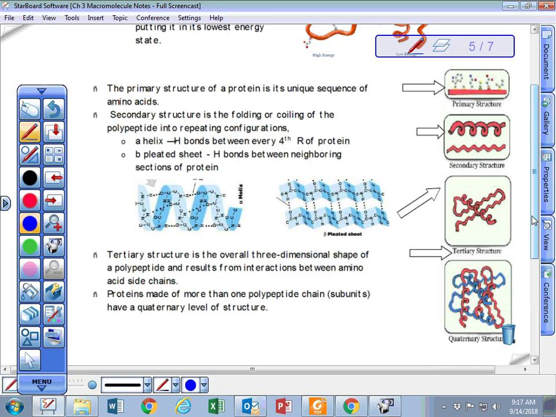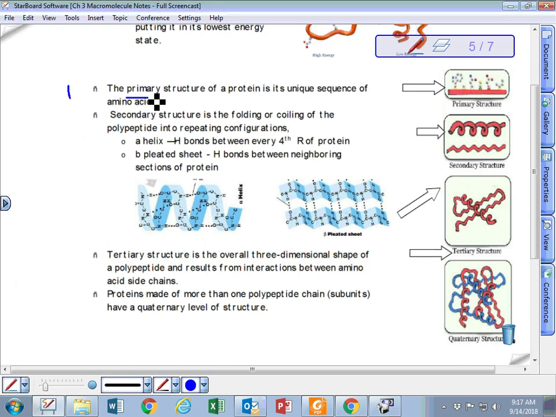There are 4 what they call levels of structure. When you write primary, the abbreviation looks like 1 degree. Secondary looks like 2 degree. Tertiary and quaternary, 4th level. That's just the shorthand abbreviation for primary, secondary, tertiary. So if you see that, that's what it means.